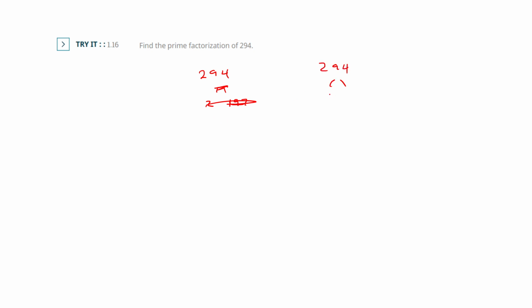294 should have been 2 and 147. Okay, now that's divisible by 3 because it adds up to be 12. So I can divide this by 3. Get 49. And that is made up of 7 and 7. All right, now these are the primes, so I'm all done. And 294 is made up of 2 times 3 times 7 times 7.